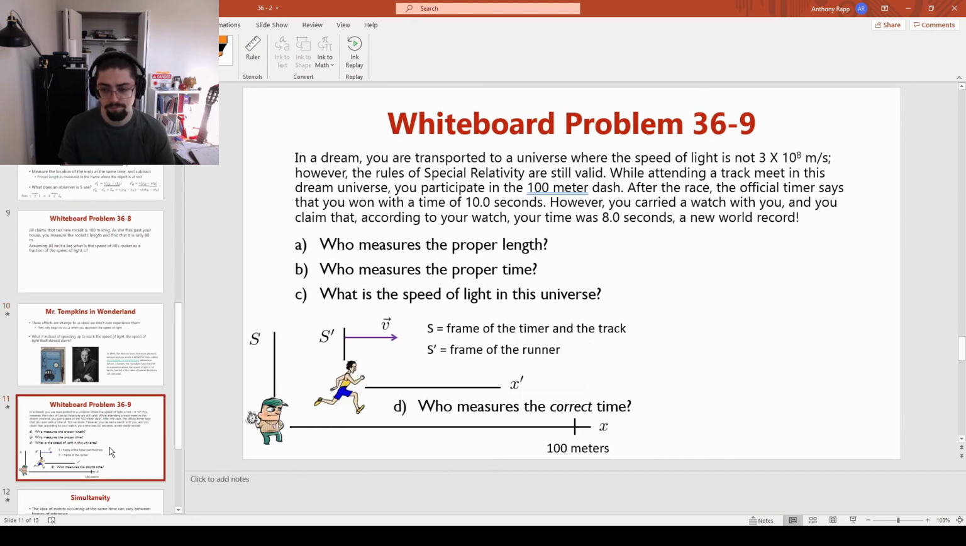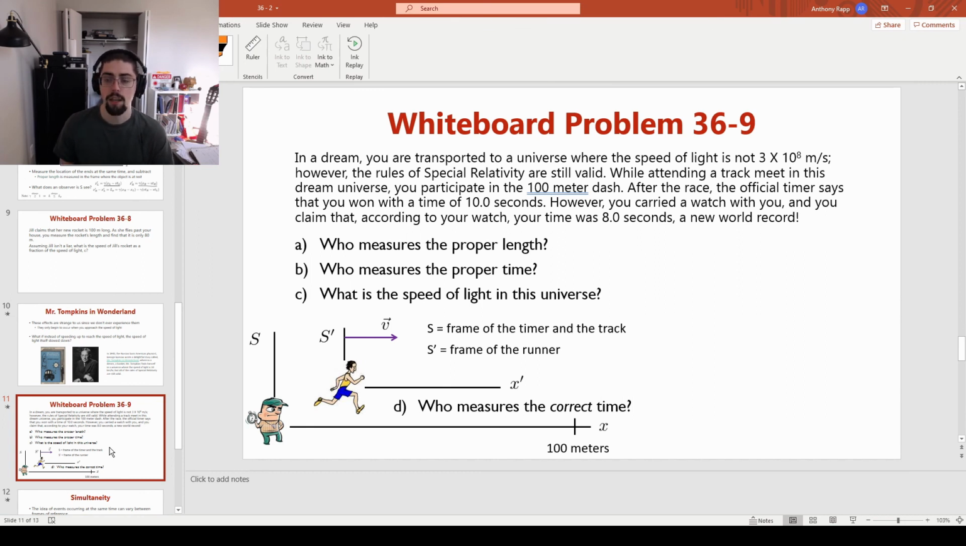So here's a quick concept check more than a whiteboard problem. Let's imagine in some sort of dream, because you've been thinking about relativity a lot recently, the speed of light is no longer 3 times 10 to the 8th, but all of the rules of special relativity are still valid.